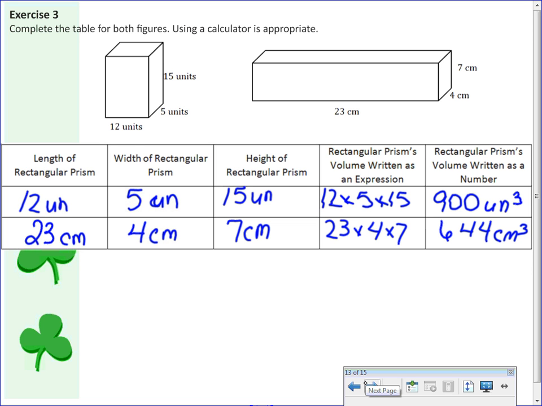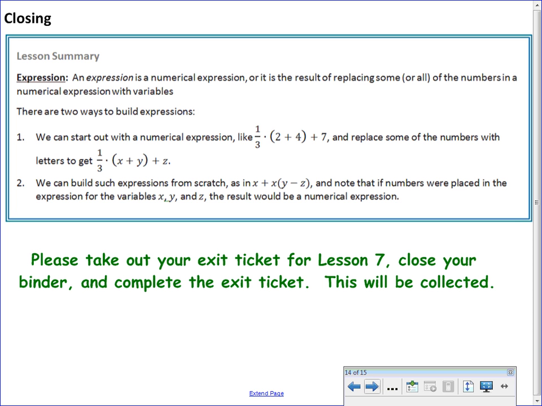So in closing, we realized an expression is a numerical expression or is the result of replacing some or all of the numbers in a numerical expression with variables. And we know that one letter can only represent one number within that same equation.